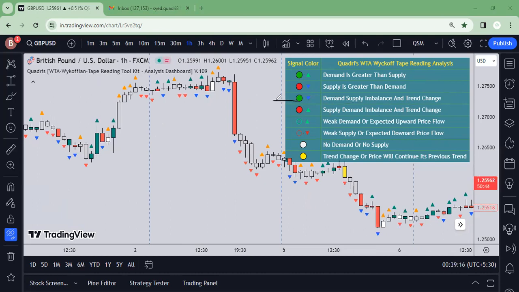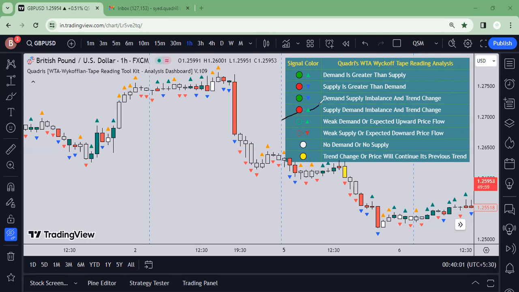The candle is green or the bar is green. There is a blue triangle facing downwards. This is where demand and supply imbalance occurs. There is an imbalance between supply and demand, or demand and supply, vice versa. So here there could be a possible trend change taking place, because this is the pain area. When we say imbalance, that means it is the most pain area in the market.